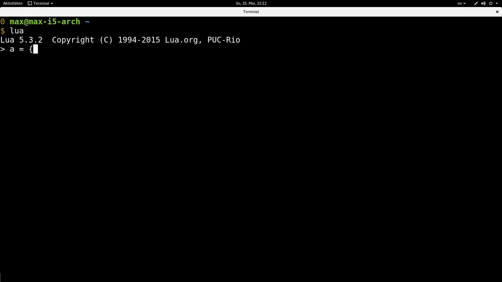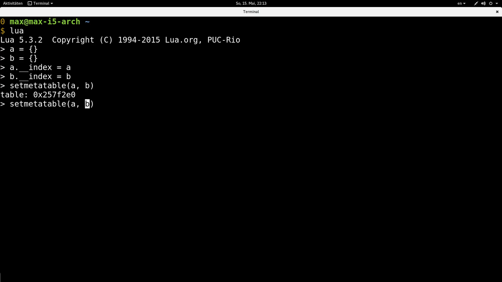I'm gonna create a table A, a table B, set A.__index to A, B.__index to B, and set them as each other's metatables, like A: set metatable of A as B and metatable of B as A.